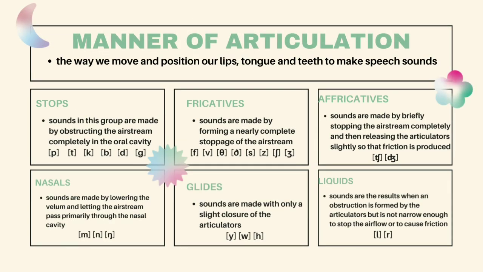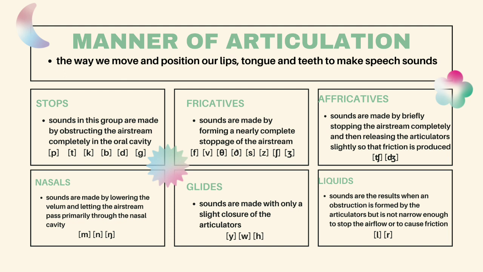And we are down to manner of articulation. It is the way we move and position our lips, tongue, and teeth to make speech sounds. So in short, the manner of articulation is the how of making words. There are six different manners of articulation that we will be discussing in this lesson. First is the stop. Sounds in this group are made by obstructing the airstream completely in the oral cavity.